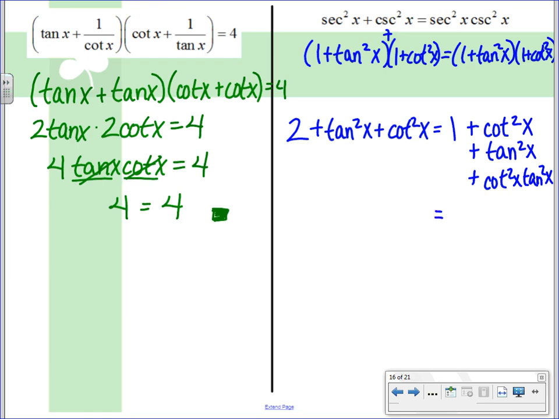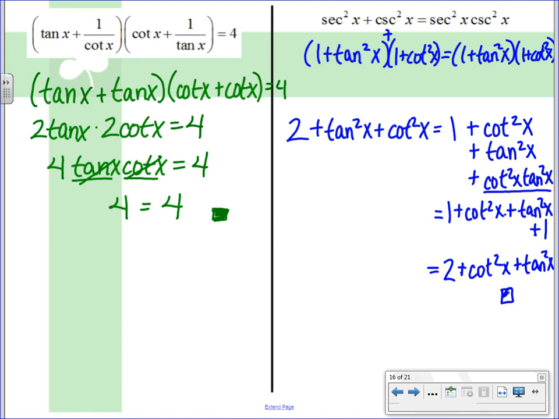On the right side now, I have this term at the end, cotangent squared, tangent squared. Again, cotangent and tangent are reciprocals of one another, so if I multiply them together, I get 1. So now on this side, I have 1 plus cotangent squared plus tangent squared plus 1. And then if I combine my 1's together, I get 2 plus cotangent squared plus tangent squared, which is what I have on the left side, so I have proved my identity.